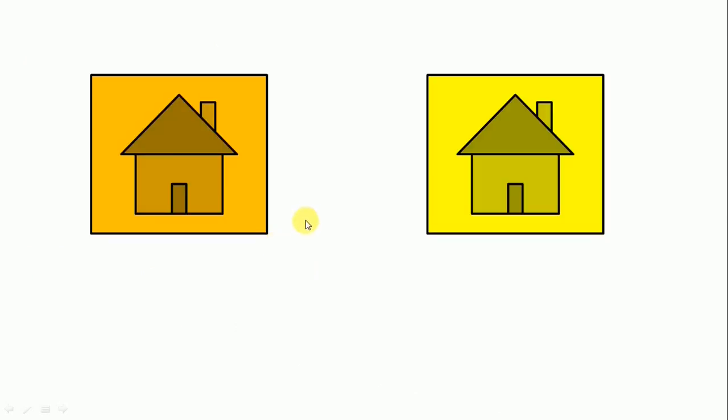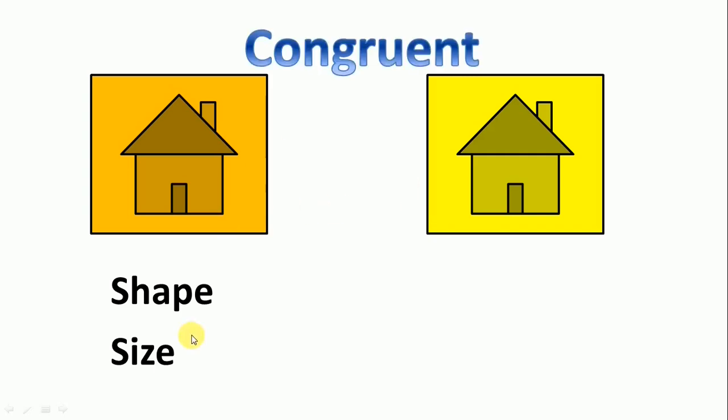Here two figures are there. In these figures you have to see first the shape of the figure. Here the shape of the figure is same. Next we have to see the size of the figure. The size of the figure is also same. Then these type of figures we call congruent. For congruent figure, shape and size of the figure should be same.